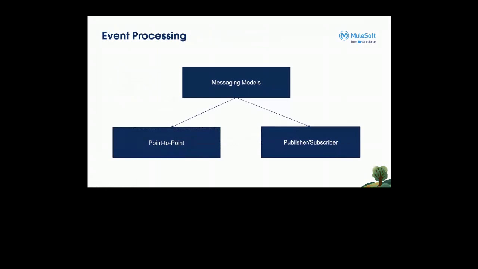So in event processing, we have two messaging models. We have point to point and pub sub. Can anyone quickly give me the difference between point to point and pub sub?